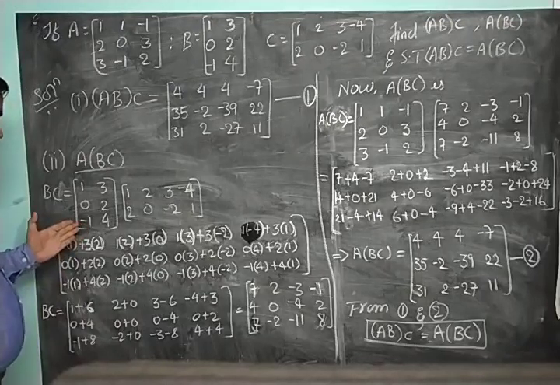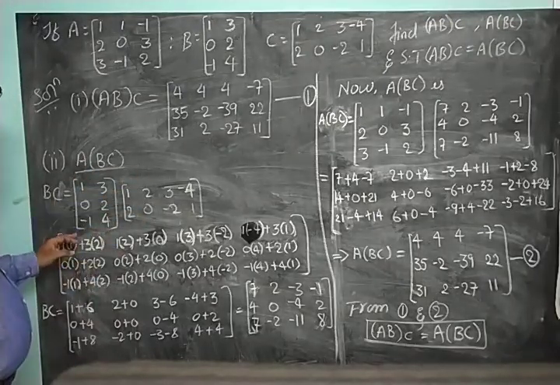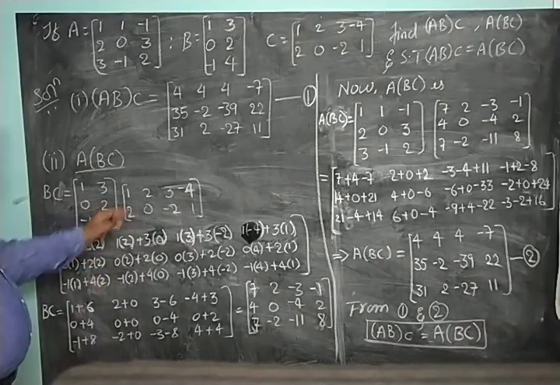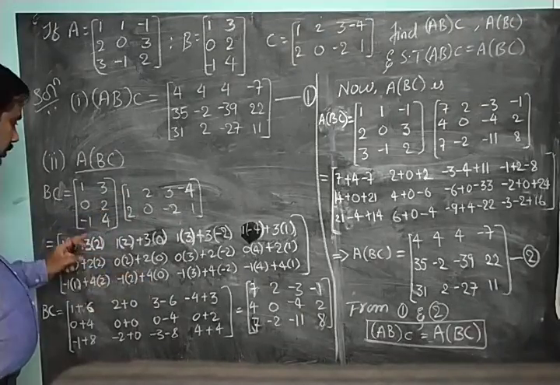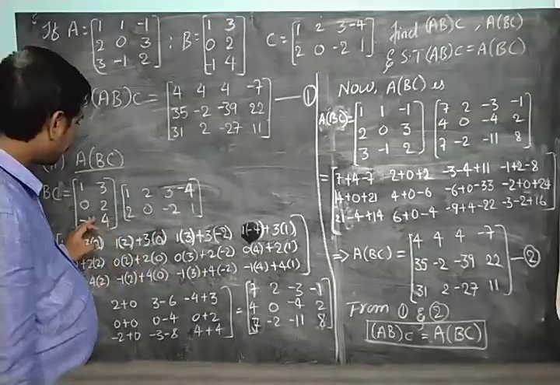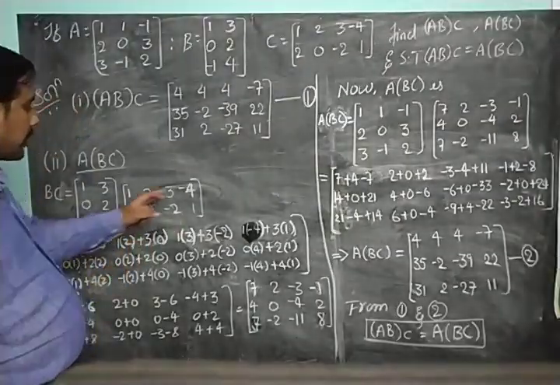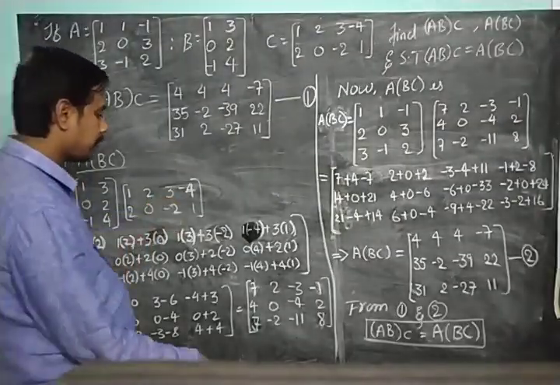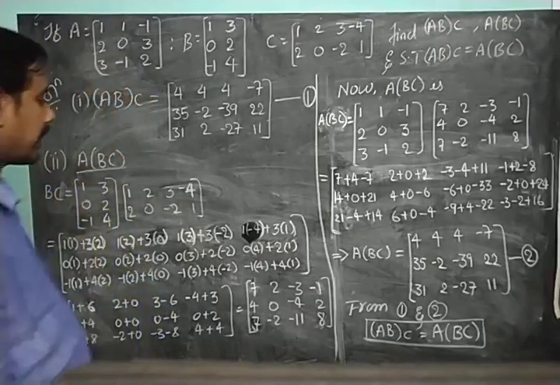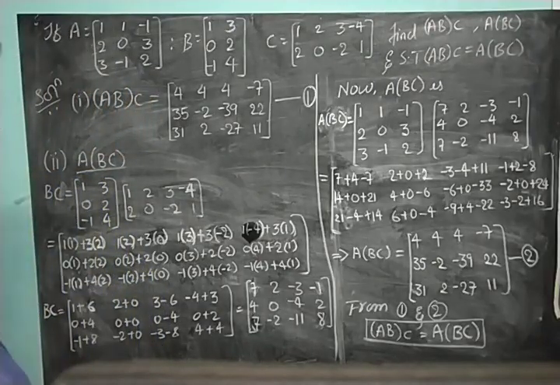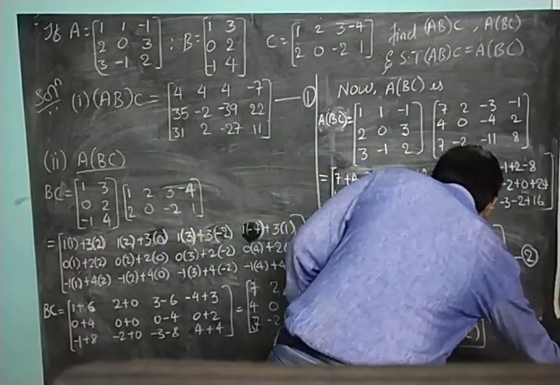Now third row with each and every column, minus 1 into 1 plus 4 into 2, minus 1 into 2 plus 4 into 0, minus 1 into 3 plus 4 into minus 2, minus 1 into minus 4. Right? So minus 1 into minus 4. What we will have here, we should change this value.